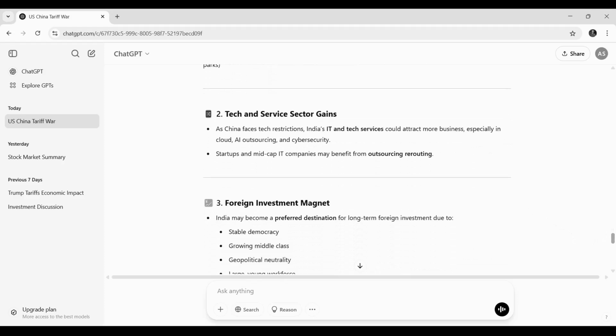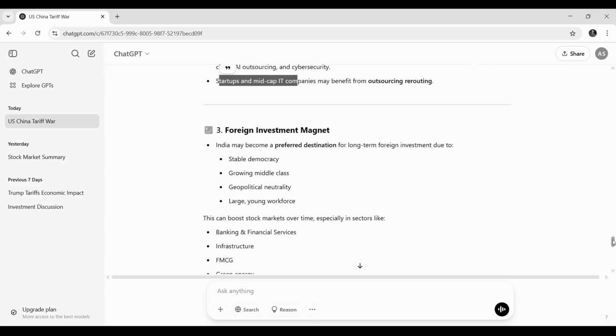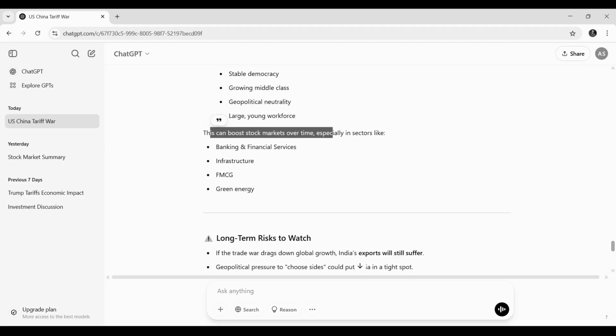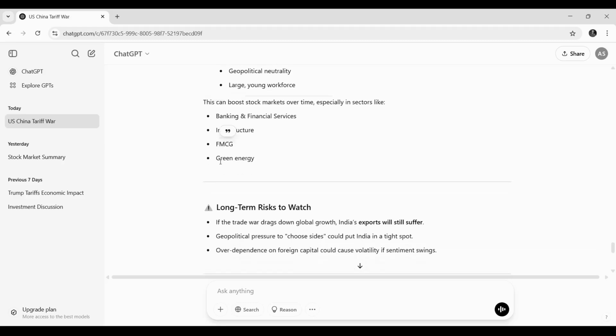Now, tech and service sector gains. As China faces tech restrictions, India's IT and tech services could attract more business, especially in cloud, AI outsourcing, and cybersecurity. Startups and mid-cap IT companies may benefit from outsourcing and rerouting. Foreign investment magnet: India may become a preferred destination for long-term foreign investment due to stable democracy, a growing middle class, geopolitical neutrality, and a large young workforce. This can boost stock markets over time, especially in sectors like banking and finance, infrastructure, FMCG, and green energy.